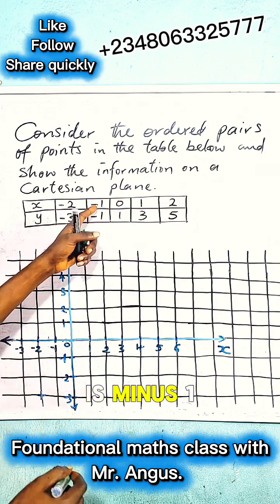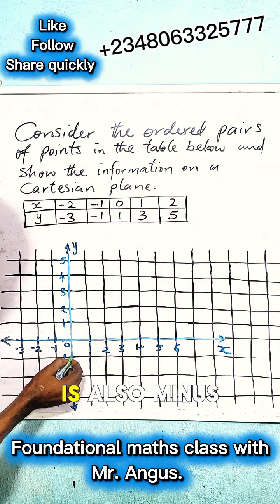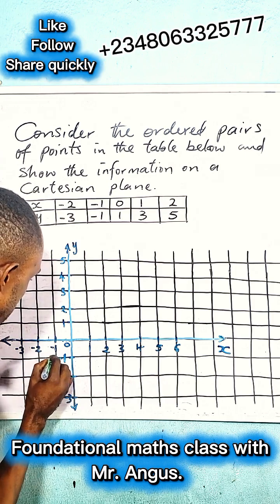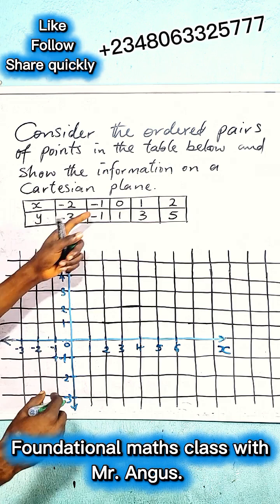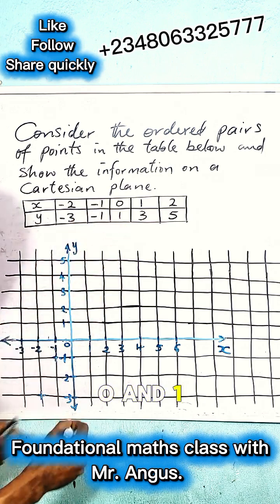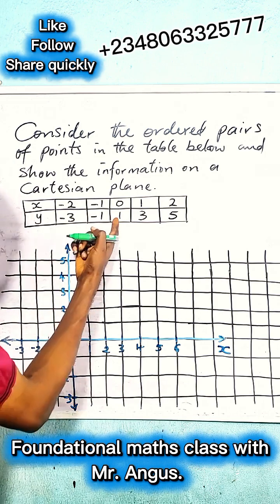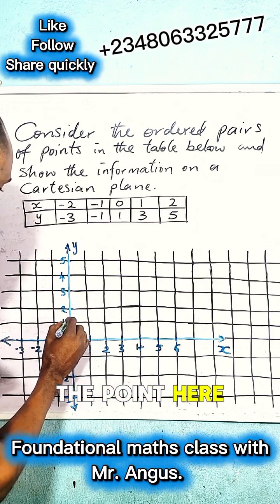Then the next one is -1 and -1. X is -1 and y is also -1. So we'll have it where they meet together. This is the point where they meet together. The next is 0 and 1. This is 0 and this is 1. Look at it, +1. So 0 and 1. We'll have the point here.